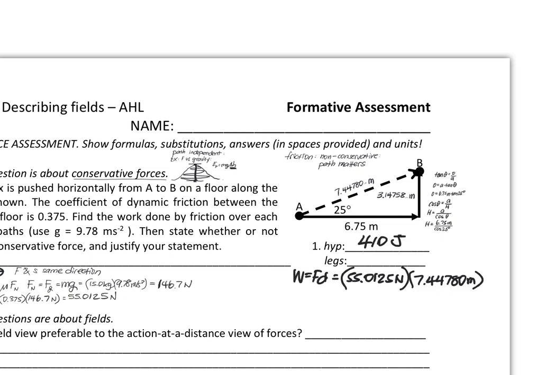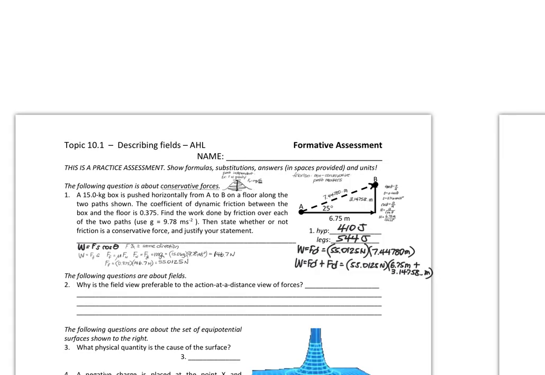If we run W equals FD for friction, when we run just the hypotenuse, we get 410 joules against friction. But with the longer path of the two legs, we're going to do FD twice, and we wind up with 544 joules. It says state whether friction is a conservative force and justify your statement. The answer is no, it is not, because it does depend on the path. The longer the path, the more work is done against friction.